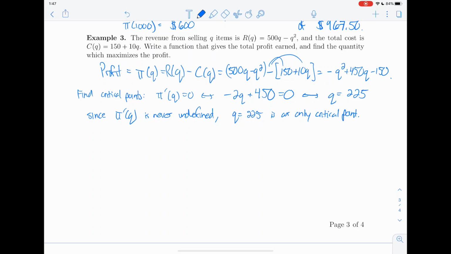Now, we don't yet know that this is the point of maximum. We still have to determine that by applying the first derivative test. So we're going to plug in 225 onto our real number line. We'll have pi prime above and pi down below.